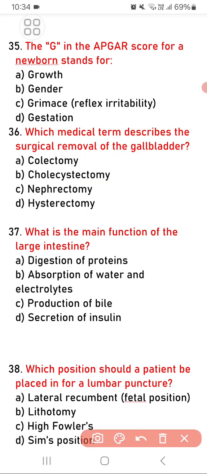The G in the APGAR score for a newborn stands for grimace. Which medical term describes the surgical removal of the gallbladder? Cholecystectomy. What is the main function of the large intestine? Absorption of water and electrolytes.